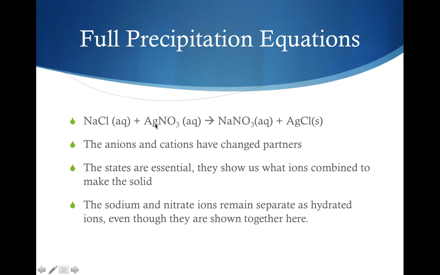So this cation goes with that anion to make silver chloride, which is now insoluble, and that becomes our solid. And this cation now goes with that anion to make sodium nitrate, which is still soluble, so has the aqueous state. We must have the states in these, because what's most important in precipitation reactions is what actually has precipitated out. Now because this is aqueous, that means that these are actually separate hydrated ions.